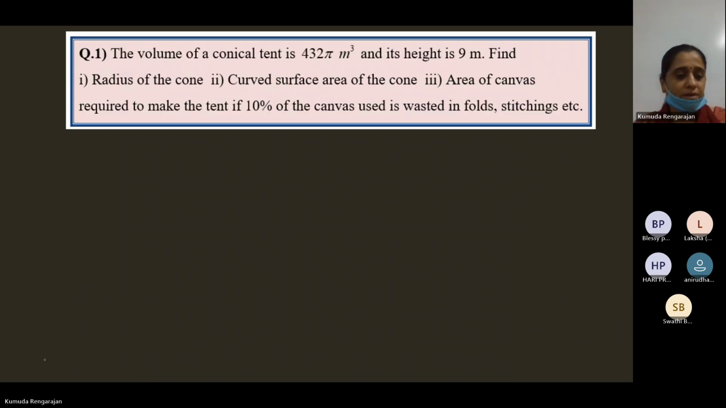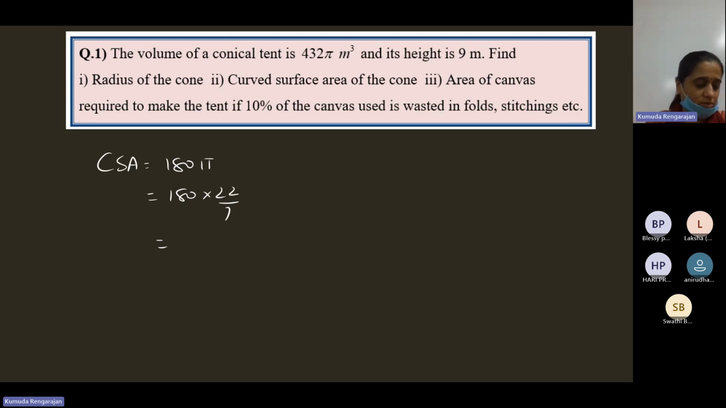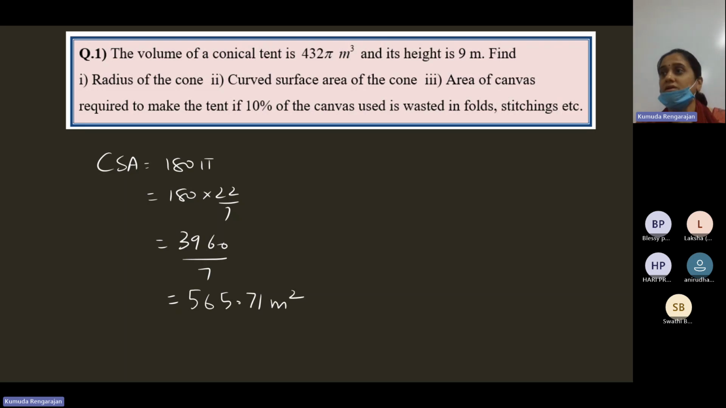See here, CSA is equal to 180 pi. So that is 180 into 22 by 7. So 180 into 22 is 3960 by 7, which is equal to 565.71. Probably we stop with this, no? So meter square you will say.